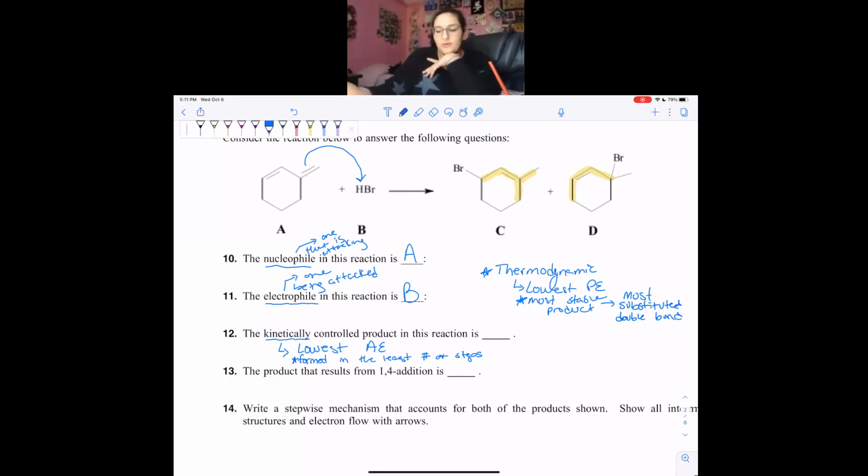So the kinetically controlled product in this case would be D, because it's being formed in the least number of steps. But when we're talking about 1,2 versus 1,4, that's completely just a naming thing, right? I don't know why it just gave me that notification about my AirPods, but whatevs. Yes, so we know that's just based on counting. So which one of these is the 1,4 product? C, awesome. So 1, 2, 3, 4 versus 1, 2.